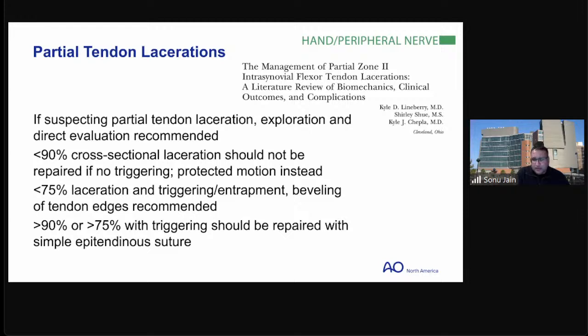But again, this is kind of what's been described. I think you can do whatever's comfortable with you. If you have a big partial laceration, and you feel comfortable repairing it at greater than 50%, it's not unreasonable, especially now with not having the pulleys in the way with motion. I think you can feel more comfortable creating more of a bulk there. But again, there is some data to show that, for some of these larger cross-sectional lacerations, you don't need to repair them unless there's triggering.